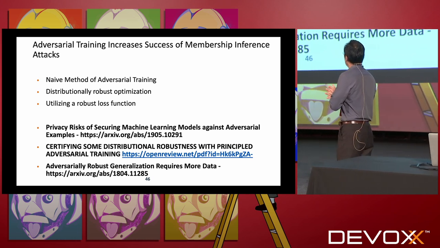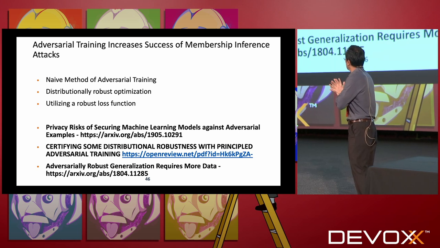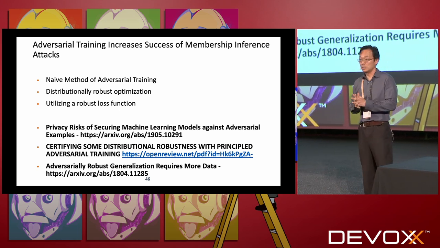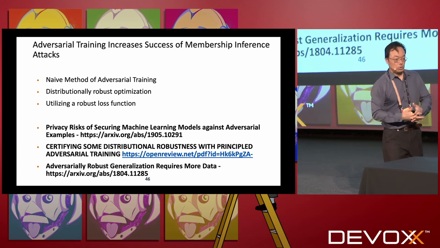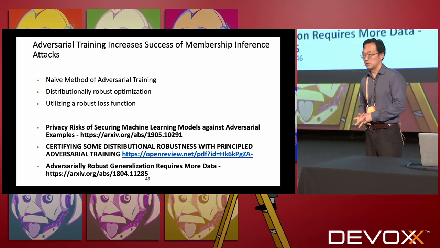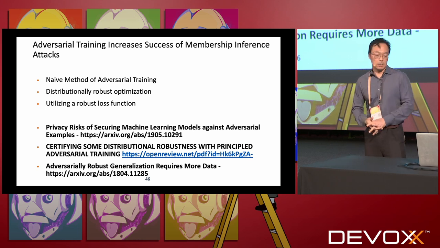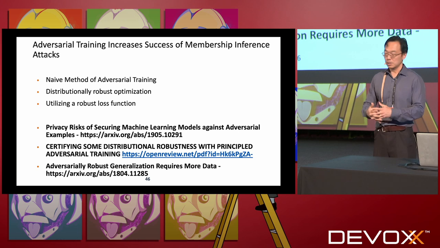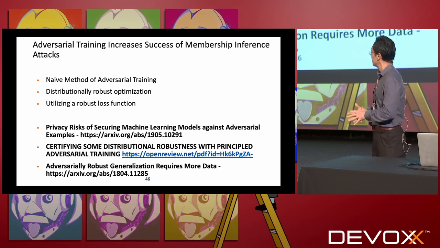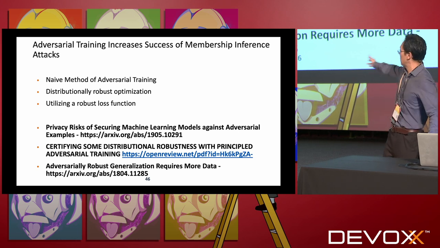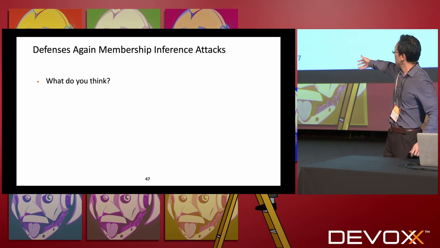So, this slide here is just meant to talk about different methods. You can use the naive method, which is applying these different adversarial techniques to the images and then training. But then there's also more complicated ones like distributionally robust optimization or utilizing a robust loss function. But all the papers are there if you want to take a look at that.